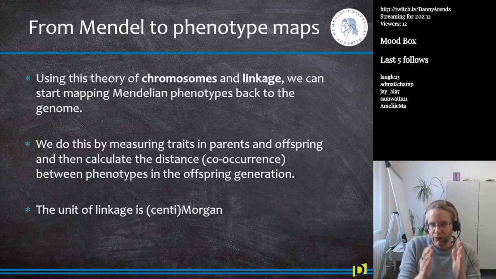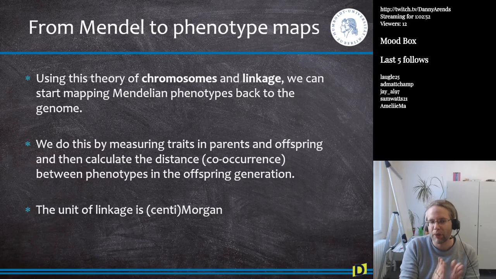So using this theory of chromosomes and linkage, Thomas Hunt Morgan started mapping Mendelian phenotypes back to their genome, right? He posed the idea that there are chromosomes and you have a discrete number of chromosomes, and this he called the genome. Right, and how did he do this?